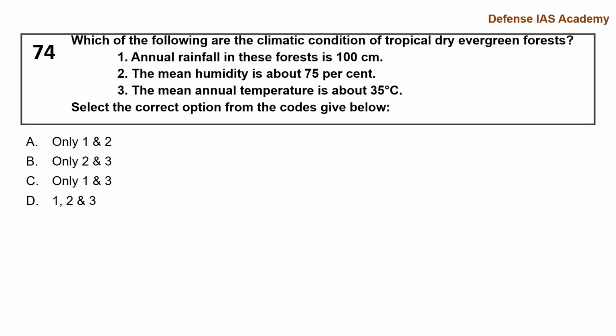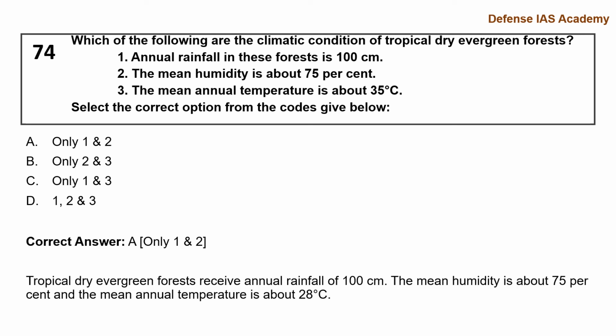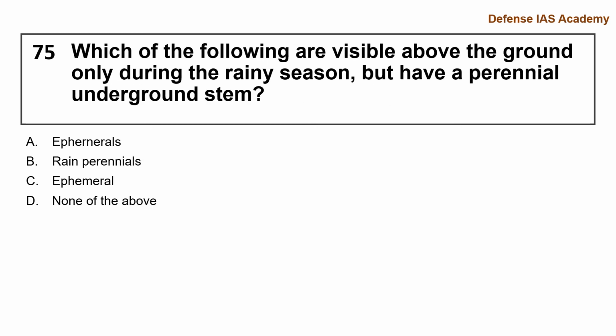Question 74. Which of the following are the climatic conditions of tropical dry evergreen forest? 1. Annual rainfall in this forest is 100 cm. 2. The mean humidity is about 75%. 3. The mean annual temperature is about 35 degrees Celsius. Select the correct option from the codes given below. The correct answer is option A, only 1 and 2. The tropical dry evergreen forest receives annual rainfall of 100 cm. The mean humidity is about 75% and the mean annual temperature is about 28 degrees Celsius.